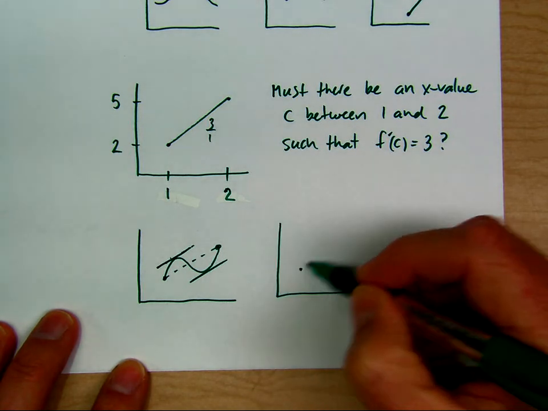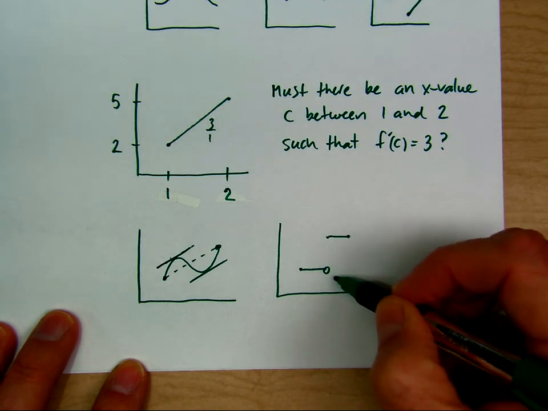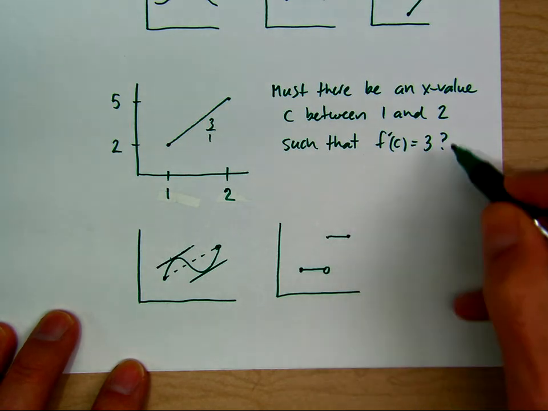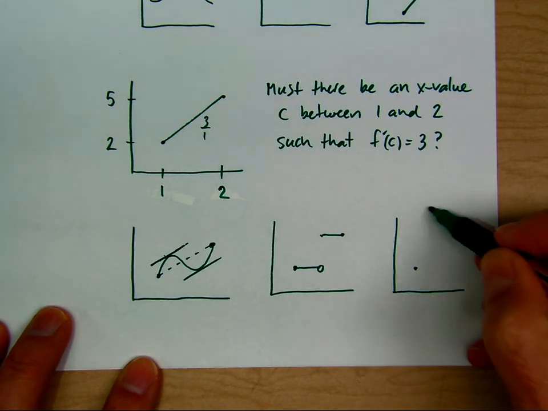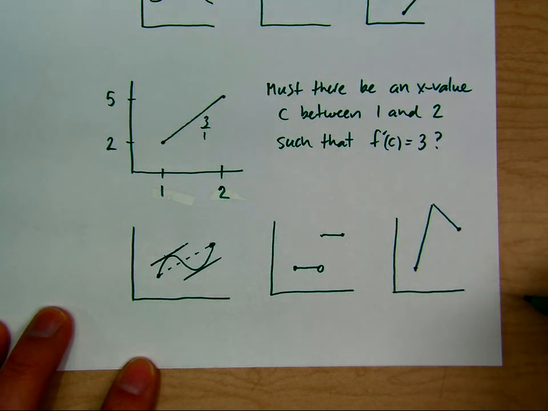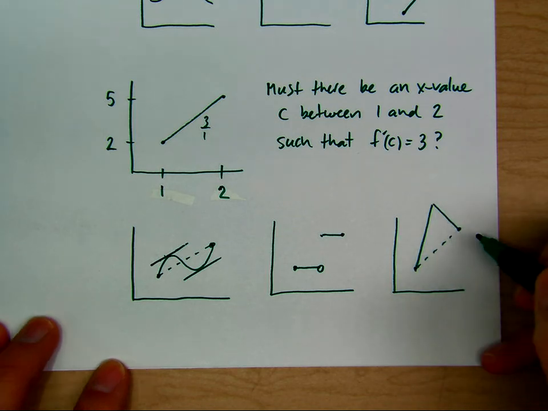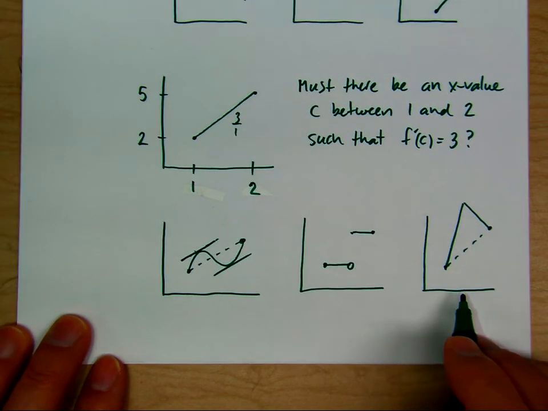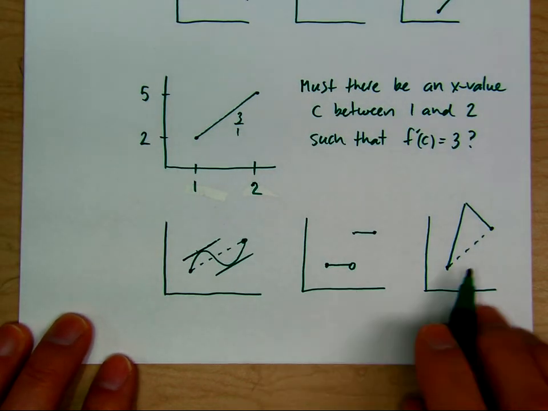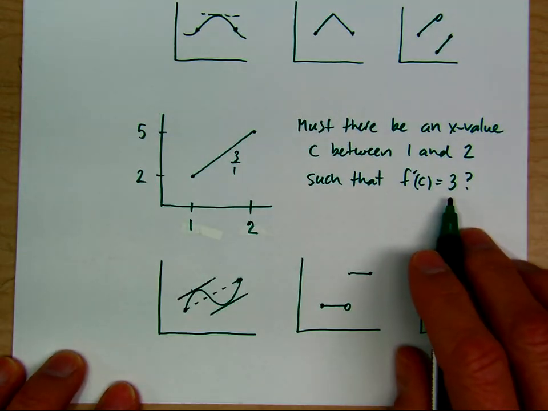If we have something like this, we would say there's no slope of 3 between the 2 points. And we could also have something like this. No slope of 3. The slope of 3 would be right there, but here we have a slope greater than 3, and then we have a negative slope. So we have the same conditions as Rolle's theorem. It has to be continuous and smooth. So if it's continuous and smooth, then in this case we can guarantee there is a slope of 3, guaranteed by the mean value theorem.